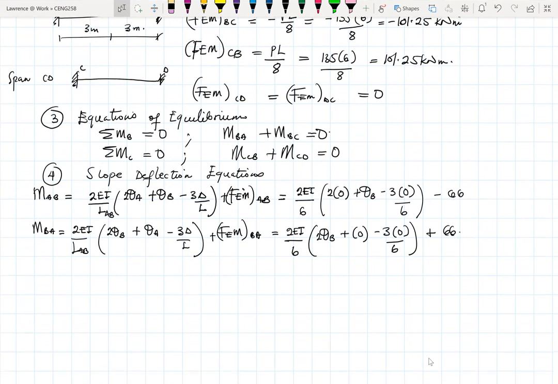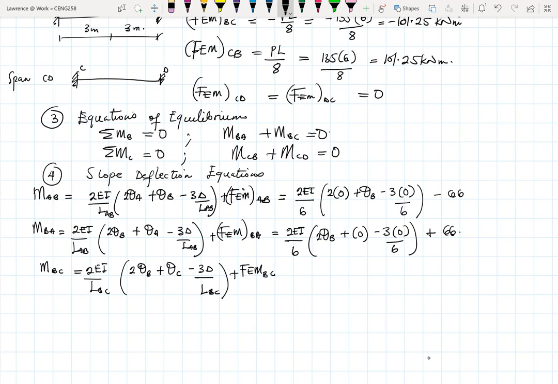All right, so let's continue. So we have MAB and MBA. Now the next thing to look at is MBC, and that'll be 2EI over LBC. You just keep repeating stuff. Then we have 2 theta B plus theta C minus 3 delta over L. Again, this L is LBC, just so that if I didn't put it there, that's what it stands for. Then plus the fixed end moment at BC.